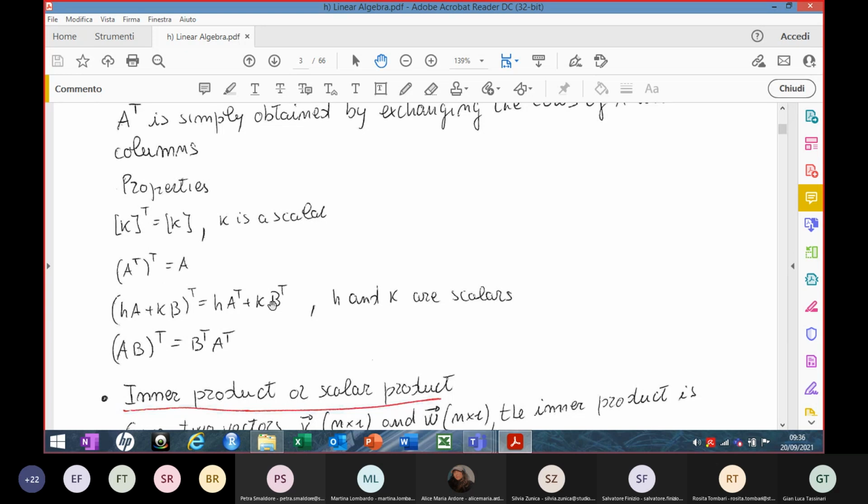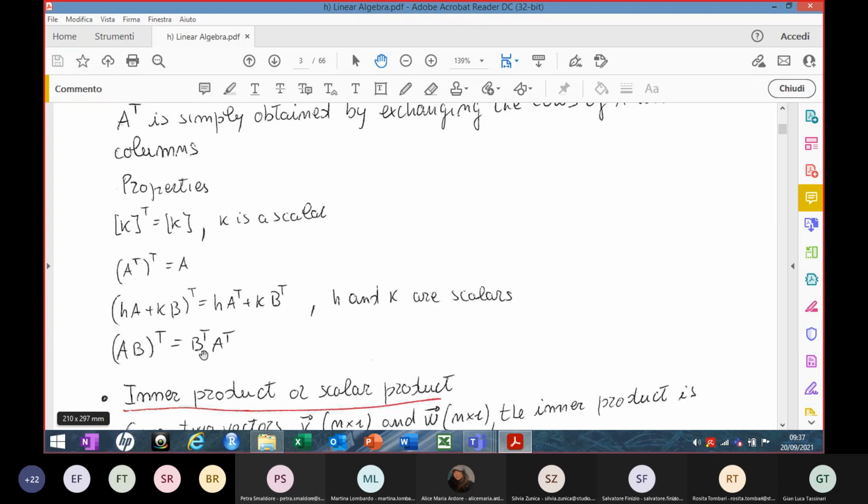Another important property, which is useful very often in econometrics especially, is the next one. Suppose that A times B is feasible as a product, because I told you it's not always feasible, and I told you when a product is feasible. Well, an important property is the following. If you have the transpose of A times B, this is equal to B transpose times A transpose. So you have to start from the last matrix: take the transpose of the last matrix times the transpose of this matrix.